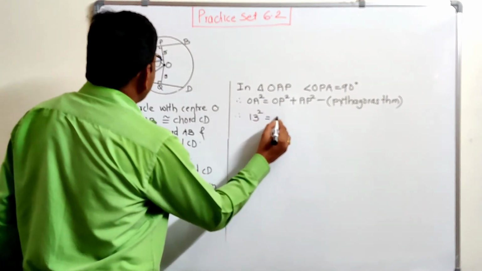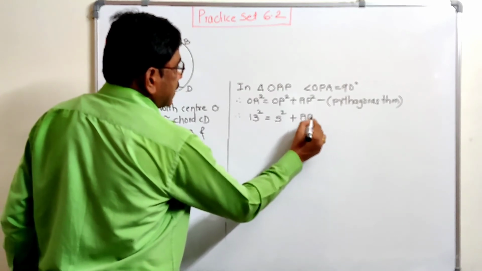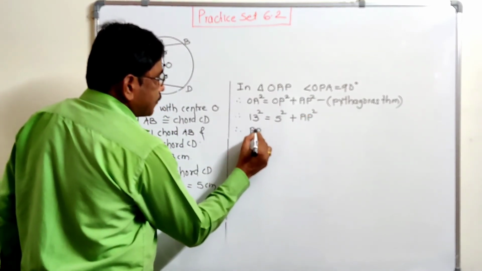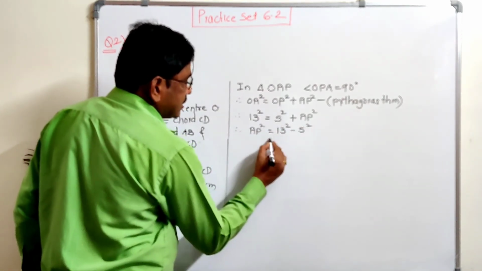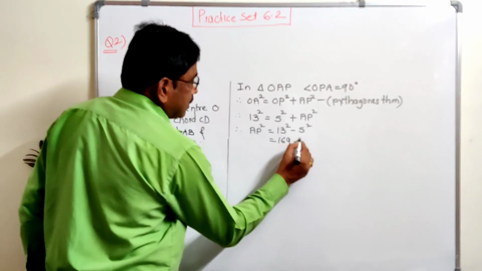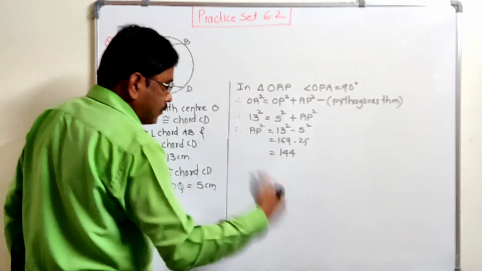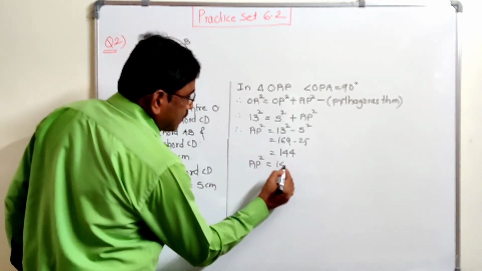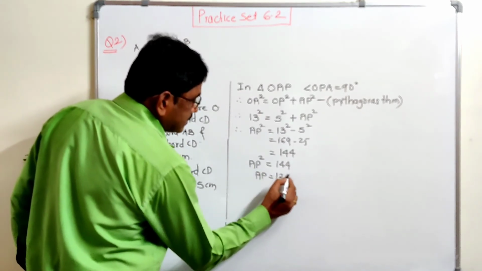is equal to OP is 5. 5 square plus AP square. So we get this AP square is equal to 13 square minus 5 square. 13 square is 169, this is 25, if we subtract we get 144, and therefore AP square is equal to 144. AP is equal to 12 centimeter.